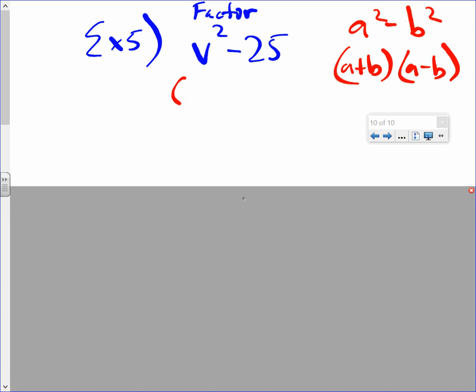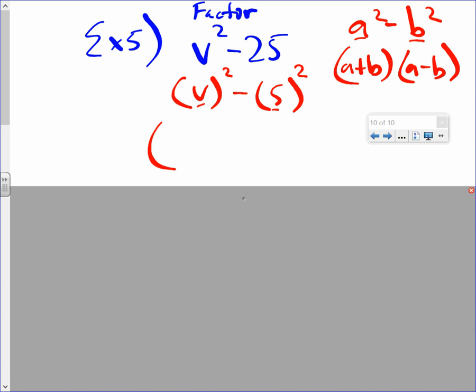Here we go. Let's rewrite it as a squared minus b squared. The first thing I'm going to do is rewrite the expression as a squared minus b squared. In this case, b squared minus 5 squared. Now I know what my a and b are. I'm looking at this pattern here. Here's my a and here's my b.